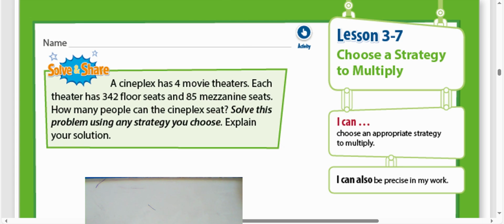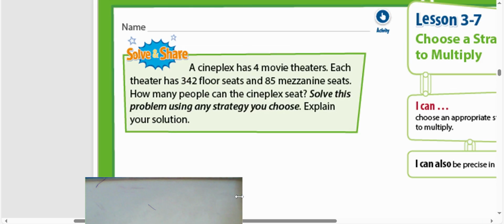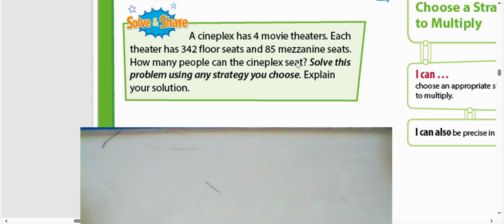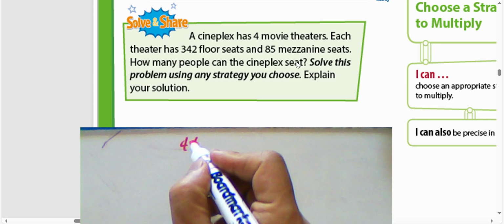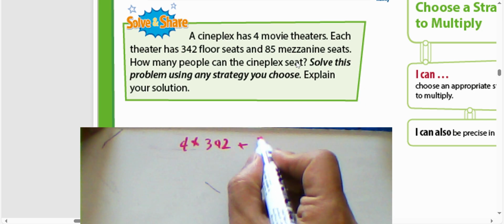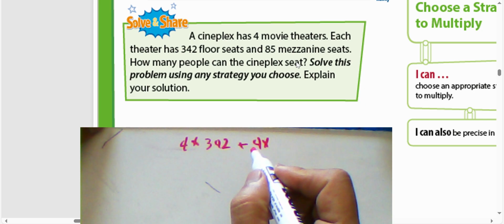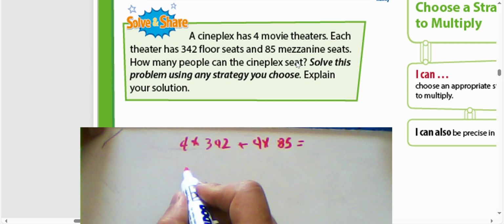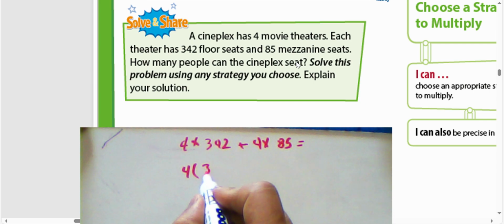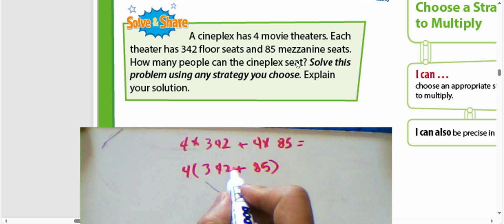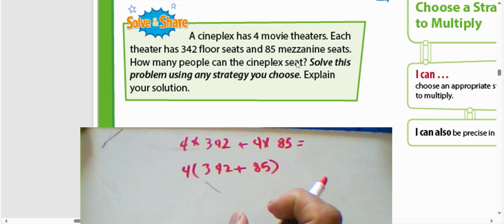We can use here product by 4, the first and second, and then find the sum of them using distributive properties. Look at here. We can write 4 product by 342 and also 4 product by 85. Or you can use distributive properties. Write the highest common factor between them: 4 times 342 plus 85. Okay, we can add together and then multiply for the result.